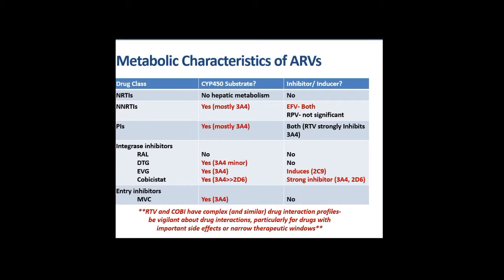The main take-home point from this table is that both ritonavir and cobicistat have complex and similar drug interaction profiles due to this inhibition of the P450 system. So when you're using them, you have to be vigilant about drug interactions, particularly for drugs that have important side effects that could be worsened if the drug concentration was increased, or for drugs that have narrow therapeutic windows where it could be problematic if the drug concentration was decreased.